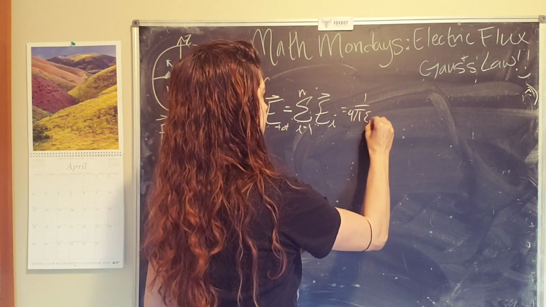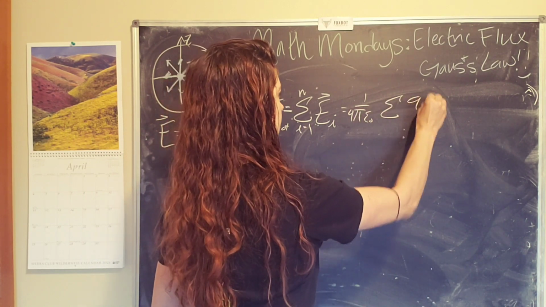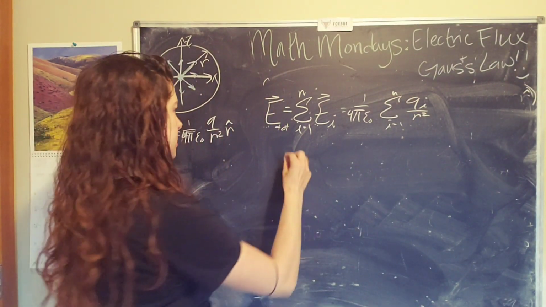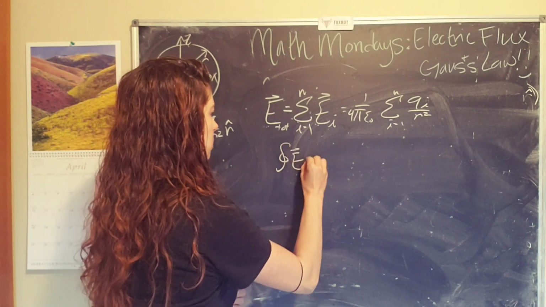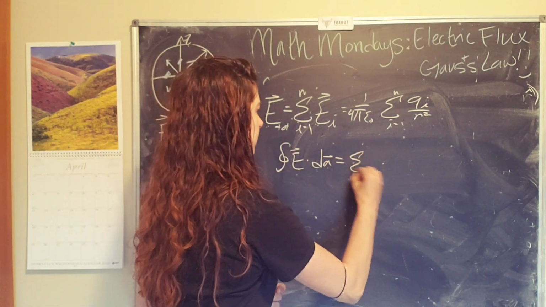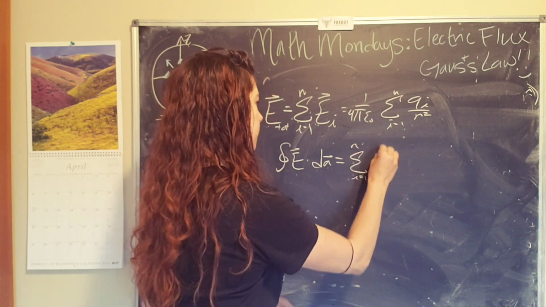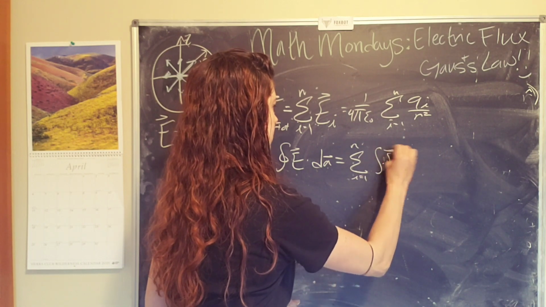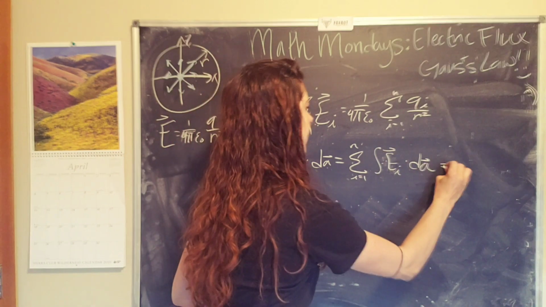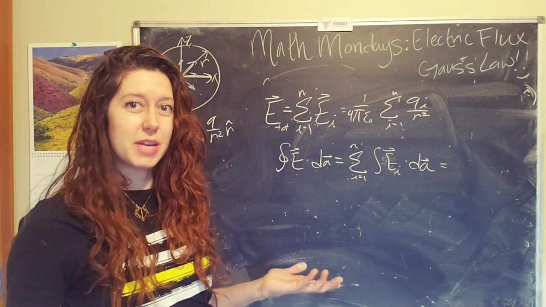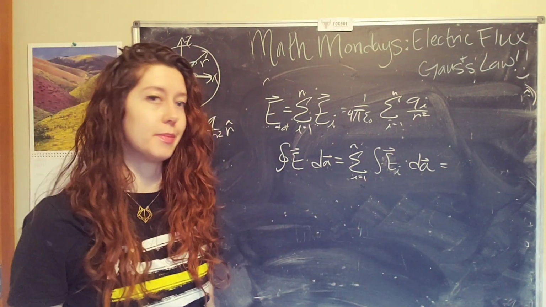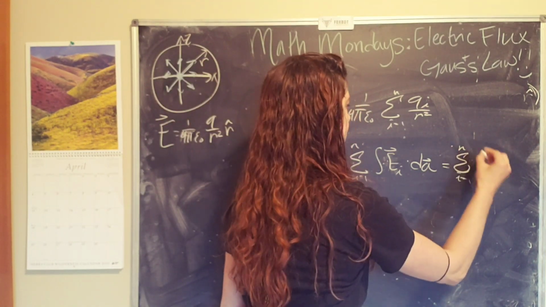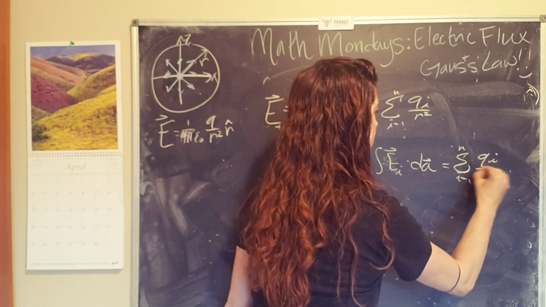And 1 over 4 pi epsilon naught, sum of qi over r squared from i equals 1 to n. Okay, so now we just toss this into the equation for flux, and we end up with a summation out front. E_i dot dA. And this looks like the exact same equation we just played around with. We just have this summation sign out front. So we end up with a summation sign from i equals 1 to n of qi over epsilon naught.